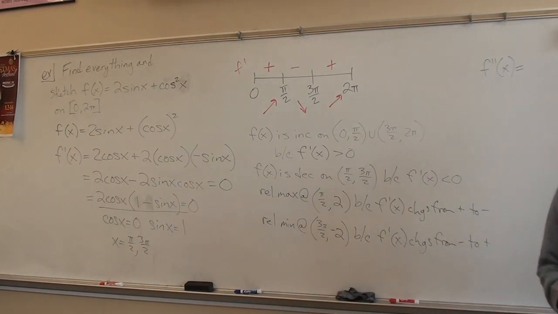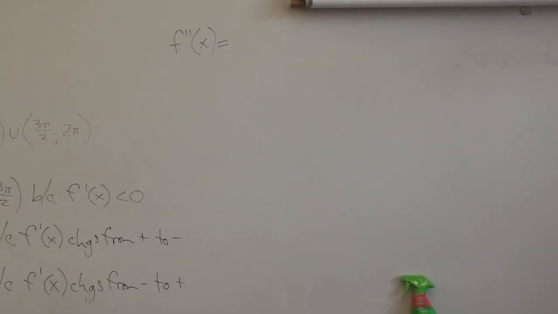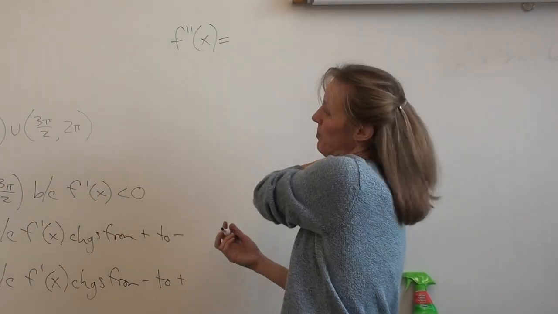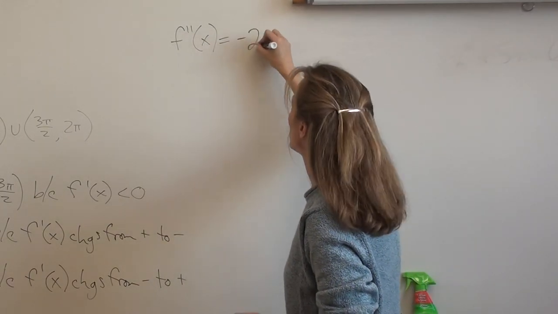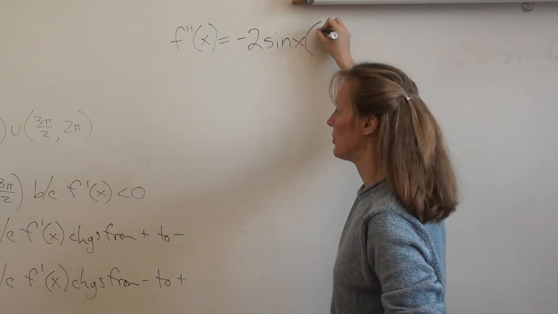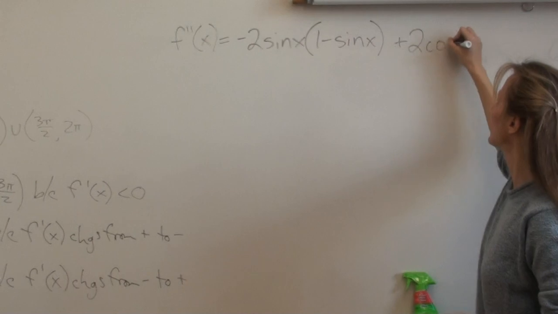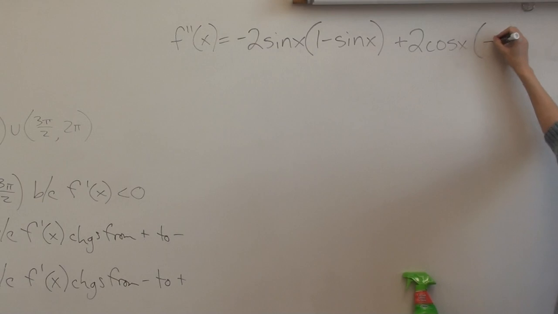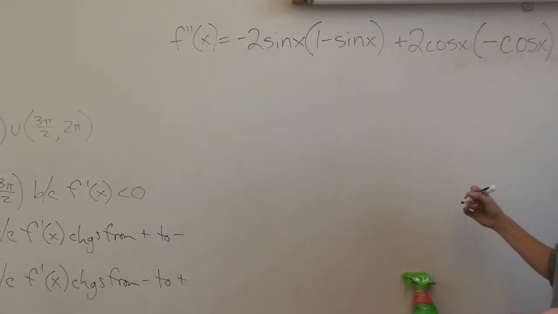Alright, so let's do f double prime. Okay, I'm using the underlined function for my f double prime, and we have to use product rule. The derivative of 2 cosine x is negative 2 sine x, times 1 minus sine x, plus 2 cosine x times the derivative of 1 minus sine x, which is negative cosine x. The 1 is gone.